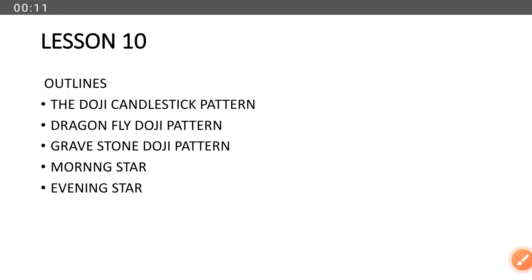The last time we talked about the engulfing pattern. We talked about the bullish engulfing pattern, and we also talked about the bearish engulfing pattern. Now today we are looking at the Doji candlestick pattern, the dragonfly Doji pattern, Gravestone Doji pattern, the morning star, and the evening star.